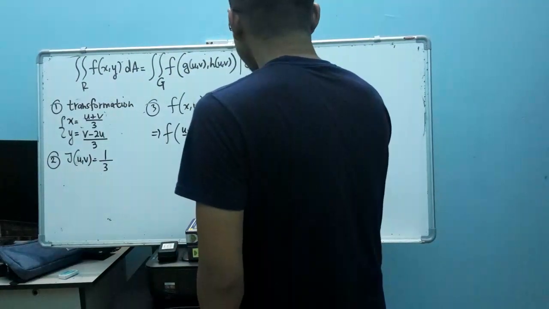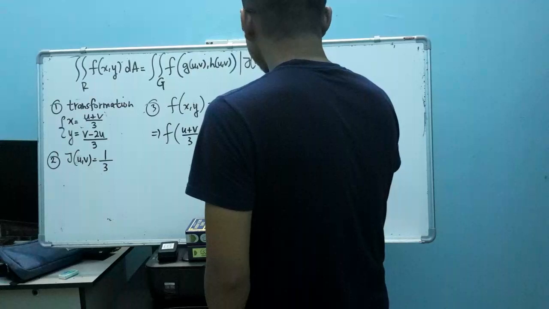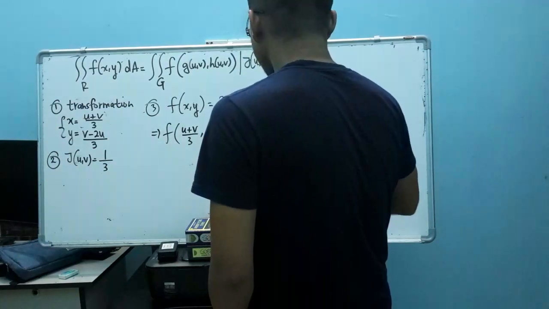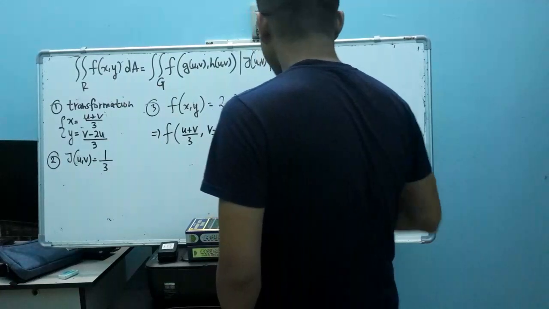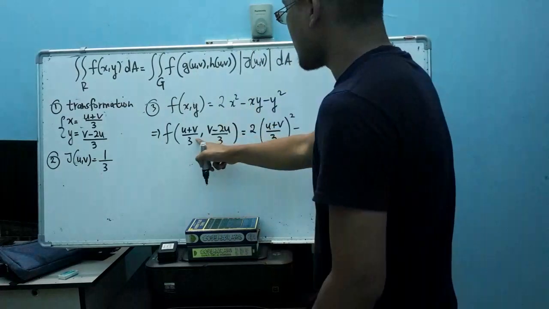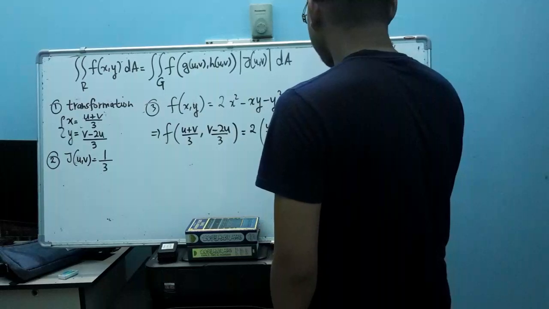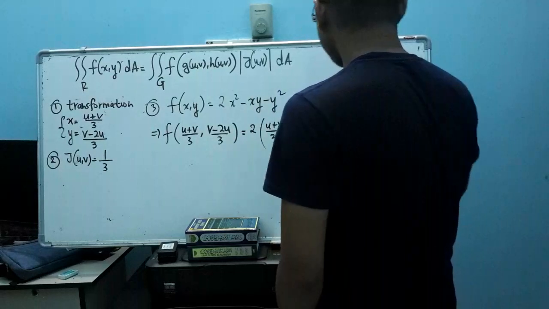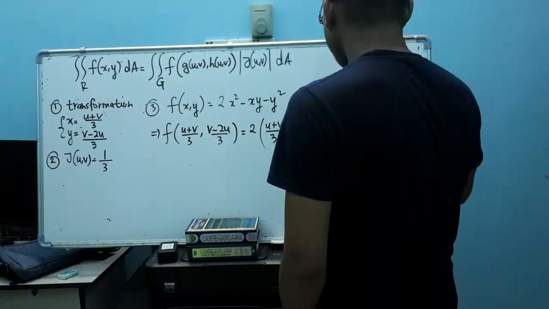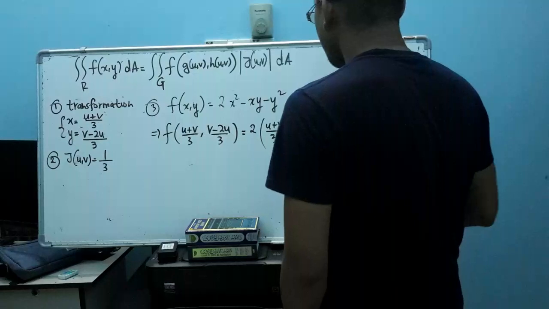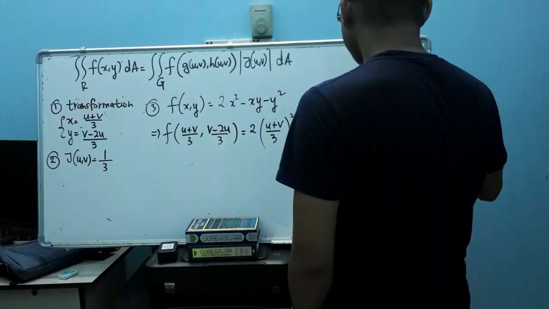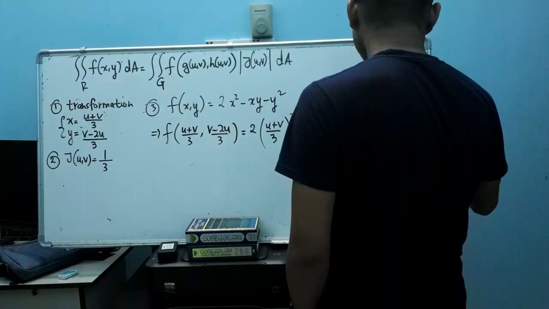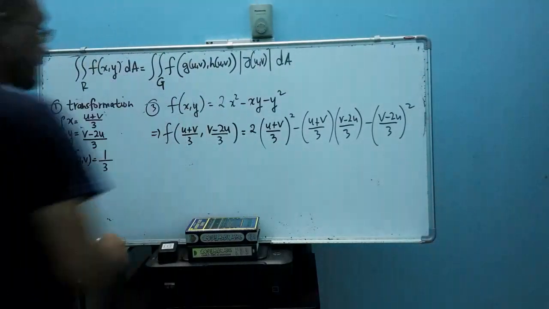So I will have 2 times ((u plus v) over 3) squared, and then minus, what is my x here? My x will be (u plus v) over 3, and then what is my y? My y will be (v minus 2u) over 3, and then minus, of course, ((v minus 2u) over 3) squared.